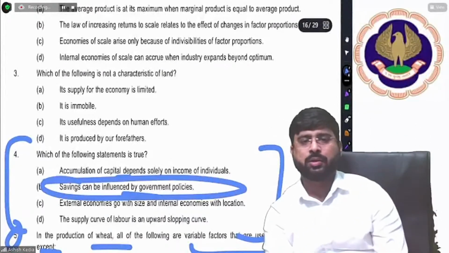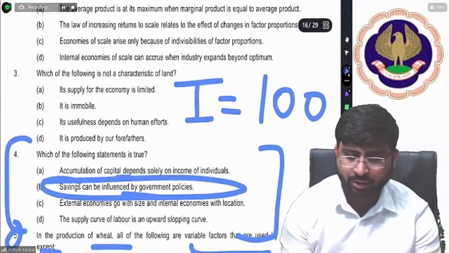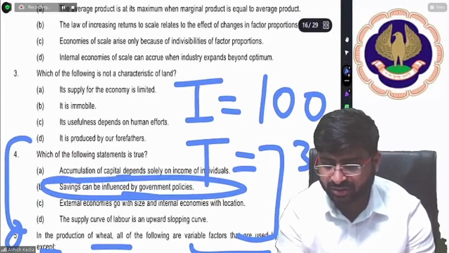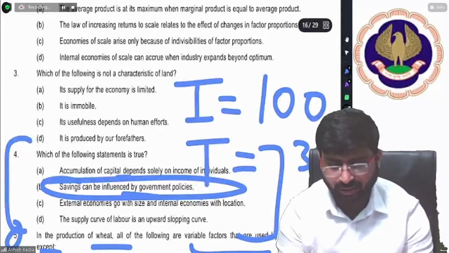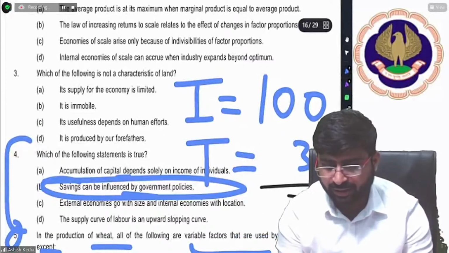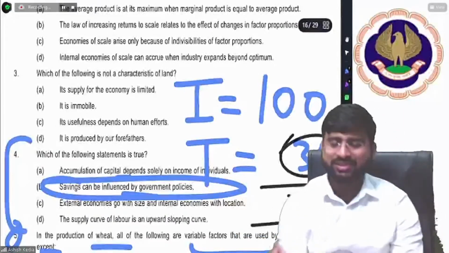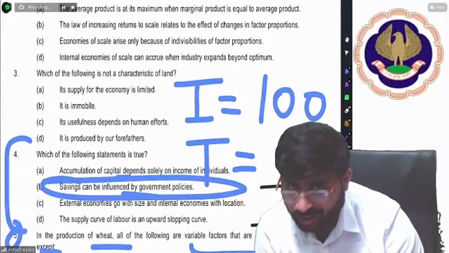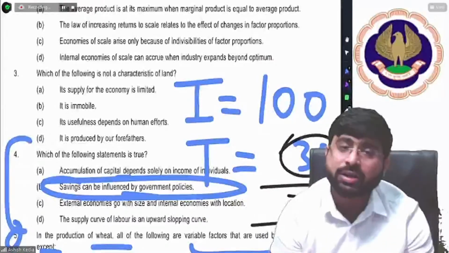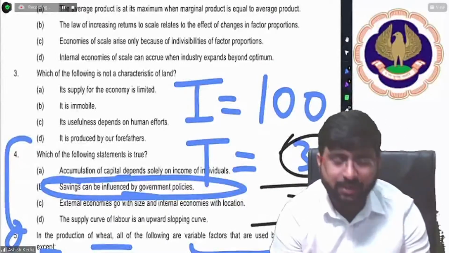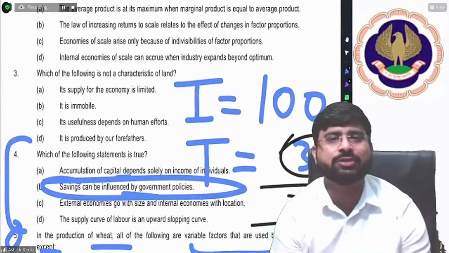You know why? Because see, my income is, let's say, rupees 100. Now, if the government imposes a tax of rupees 30, then, suppose my expenditure is nothing, my disposable income is reduced to 70. If the government makes this 30 to 20, my savings will go up to 80. So yes, government policies influence the savings we possess. And hence our answer will be, savings can be influenced by government policies.